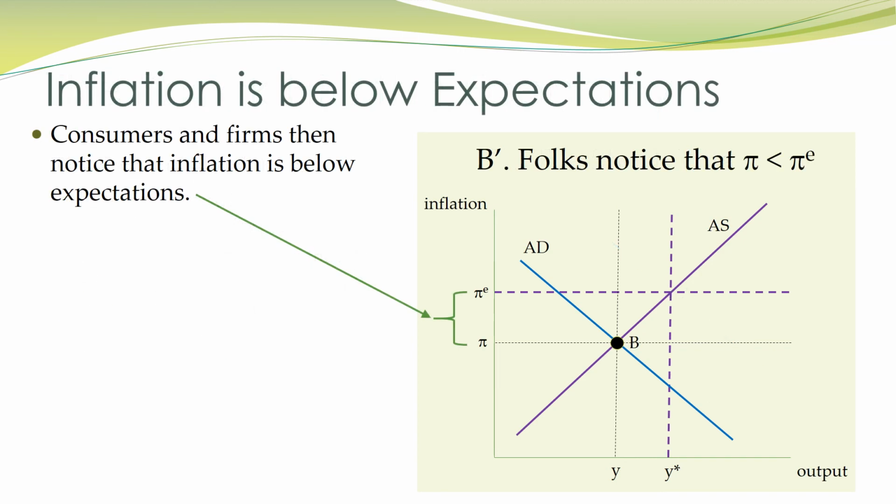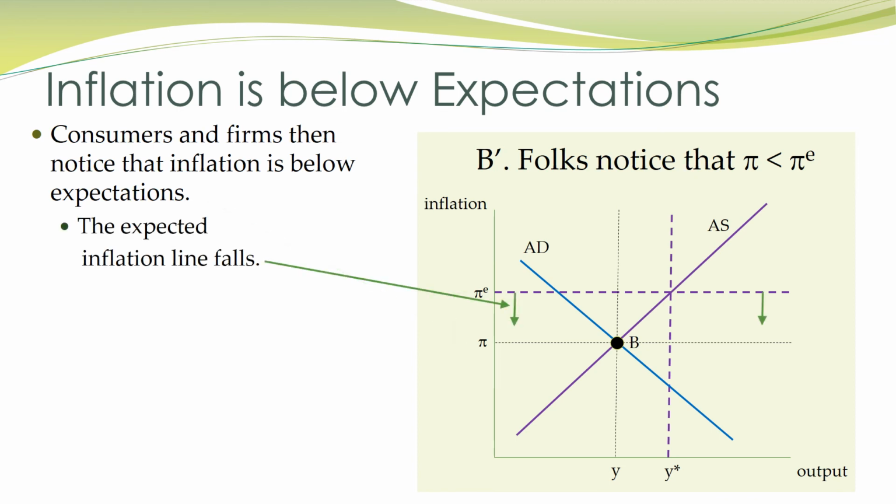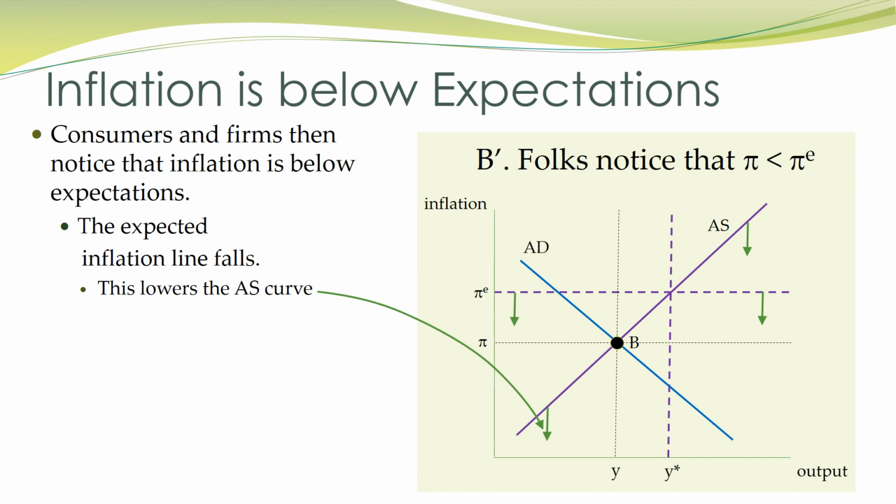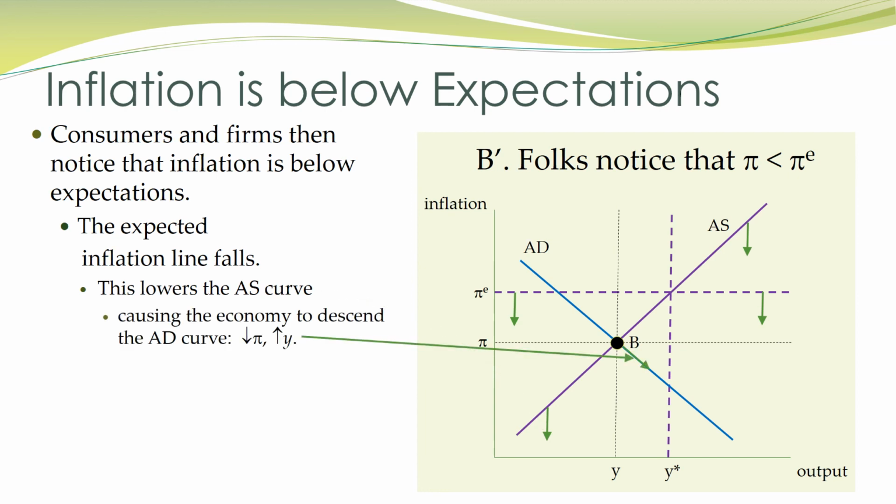Consumers and firms then gradually become aware that inflation is lower than they expected. This leads them to expect less inflation in the future. The expected inflation line falls. This in turn causes the AS curve to fall by the same amount, since the AS curve must always go through the intersection of the expected inflation line and the potential output line. The fall in the AS curve, in turn, causes the economy to move down the AD curve as shown. Inflation continues to fall while output rises. A recovery has begun.